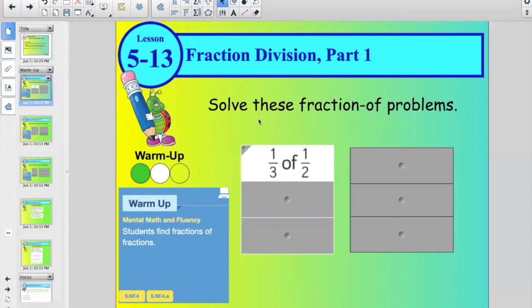In this warm-up, we'll be solving fraction of problems. You'll remember these from your work on fraction multiplication. 1/3 of 1/2. What does that equal? Oh yeah, 1/3 of 1/2 is equal to 1/6. Let's take a look at a visual model, an area model, that explains why this is true.